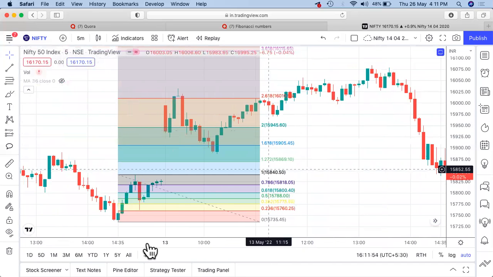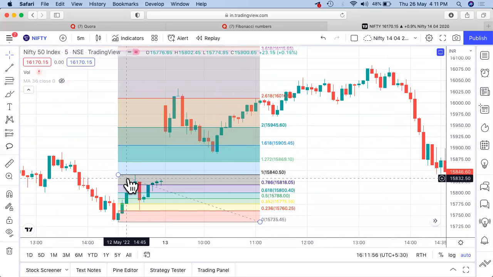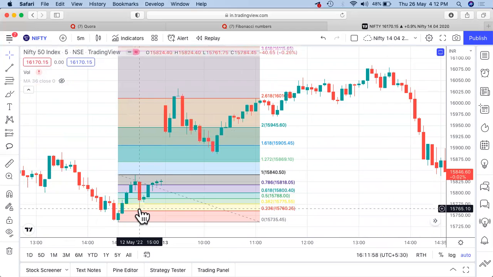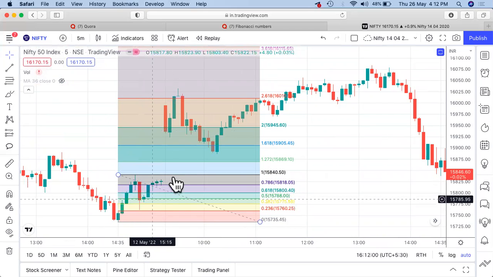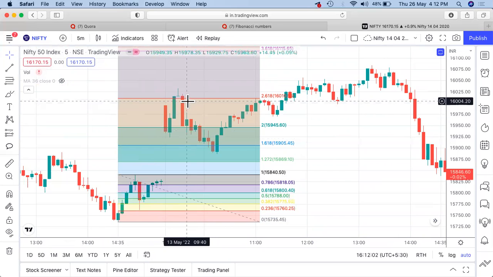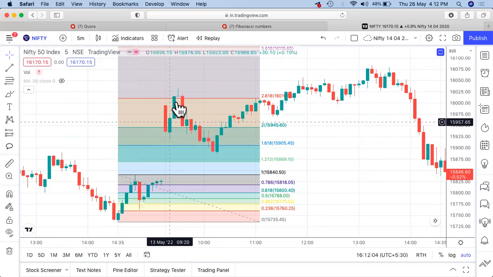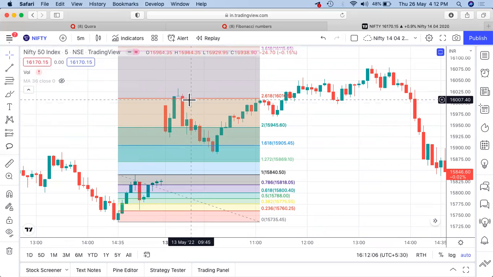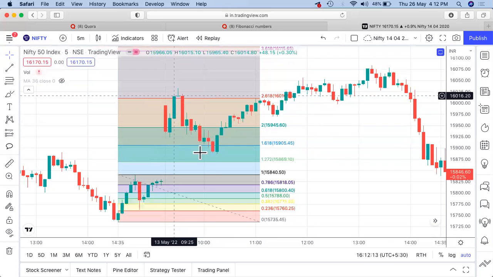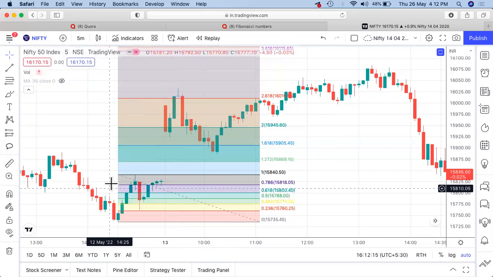So for first Fibonacci, this was my low and this was my high, right? And I got a retracement. So probably somewhere around a target of 1.618 or 2.618 would be there. After that, I'll start trailing my stop loss. And at this point, probably I'll just move out of the trade, right? Because I have to again get a retracement over here. Now, how to get that retracement altogether, I'll just tell you.